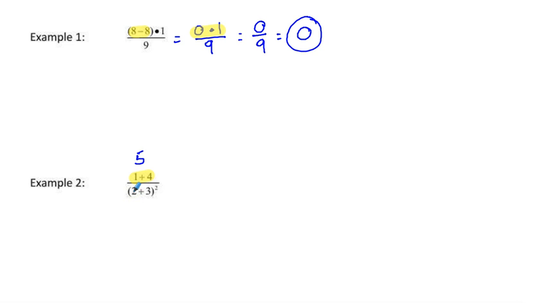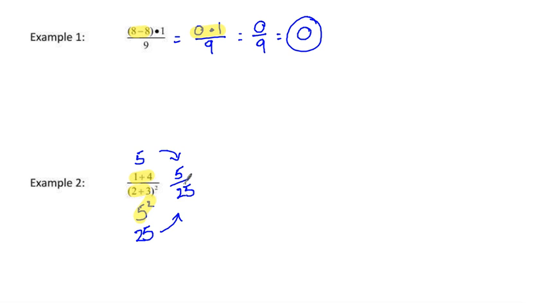So I have a grouping here, so I need to do 2 plus 3. 2 plus 3 is 5. And it is to the second power. So 5 to the second power is going to be 25. So I've now finished the top and the bottom. So I'm going to bring it back together. So it's 5 over 25.